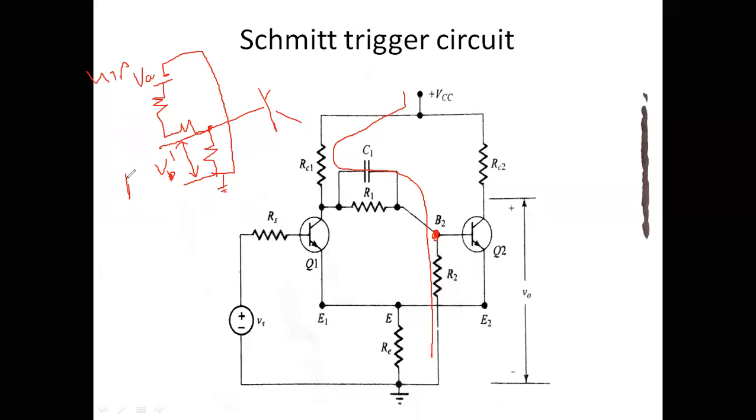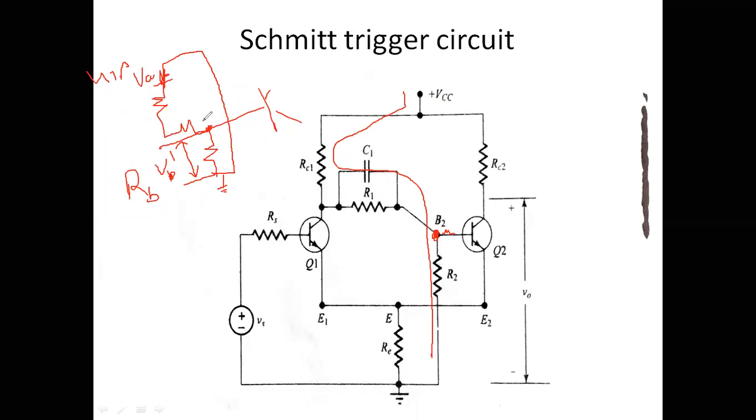Similarly, I am going to find the Thevenin's equivalent resistance. Since it is at the input, at the base, I will call it RP. I am going to find Thevenin's voltage and Thevenin's resistance. In order to find the resistance, we have to make all the voltage sources short circuit.